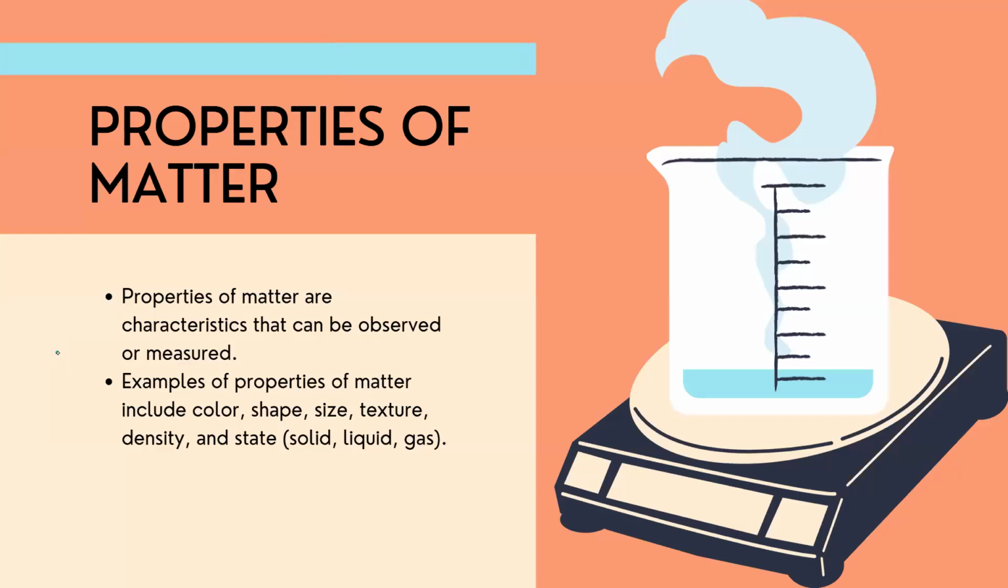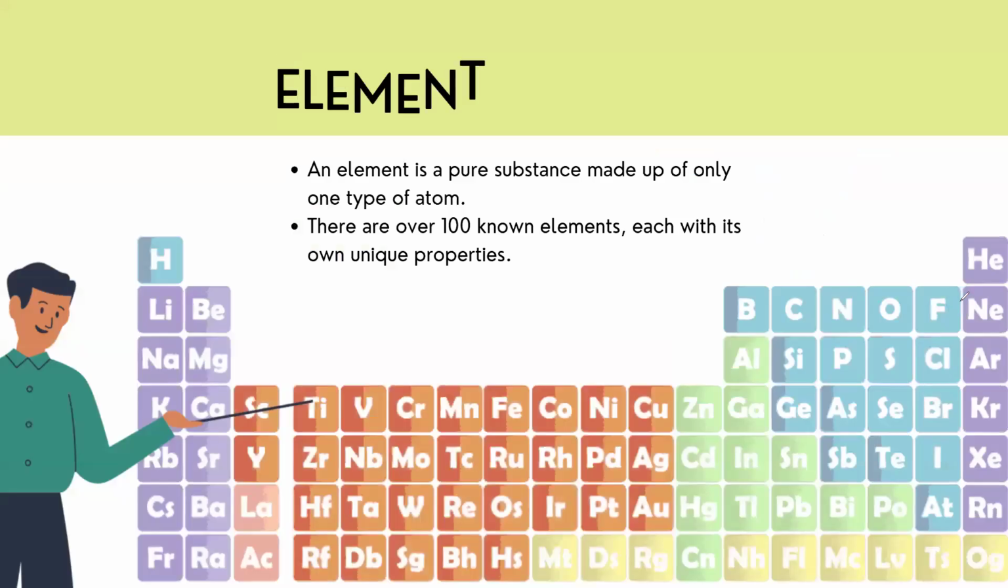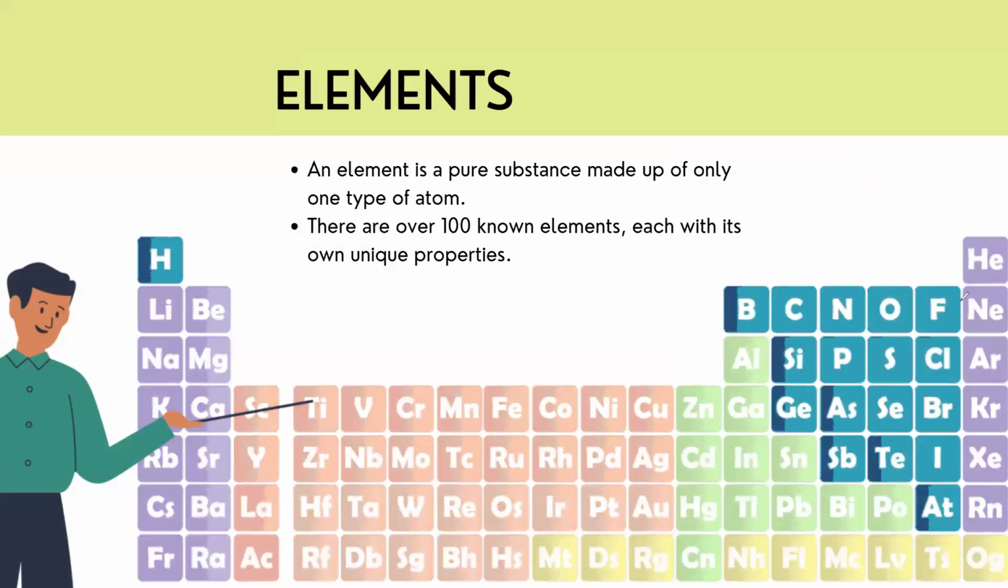So now that we know what matter is, here are some properties of matter. Matter has some properties that can be measured. Examples of them are color, shape, size, texture, density, and the state that it exists in. Under the states that it exists in, we have the solid, the liquid, and the gas. We've talked about this in our previous class. Is that correct? Yes, sir. Beautiful.